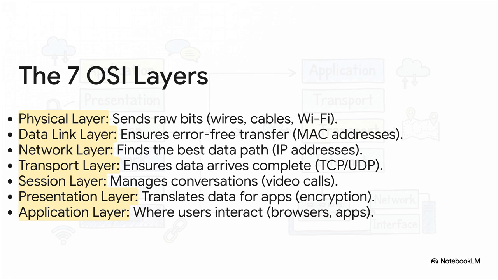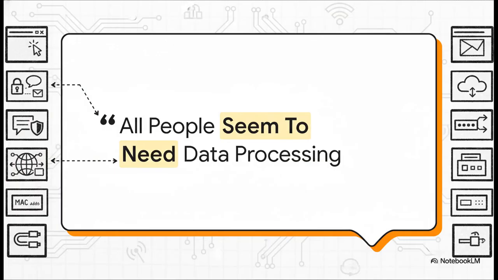Layer 5, the session layer, manages the conversation, opening and closing the connection, like keeping a video call stable. Layer 6, the presentation layer, is the translator. It handles stuff like encryption and compression, making sure the data is in a format your apps can actually read. And finally, layer 7, the application layer, is the part you see and touch, your browser, your email client, the app you're using. Whew, okay, that is a lot to remember.